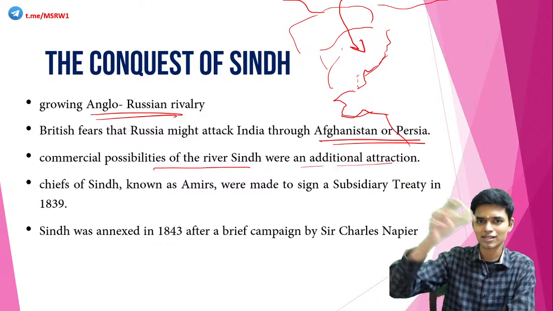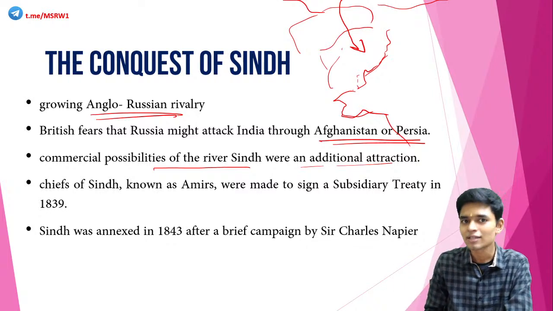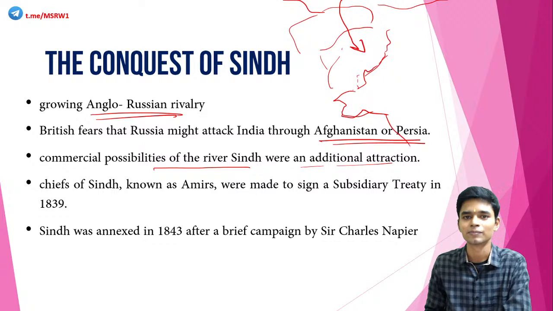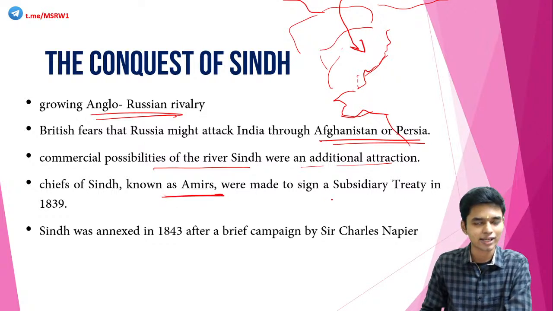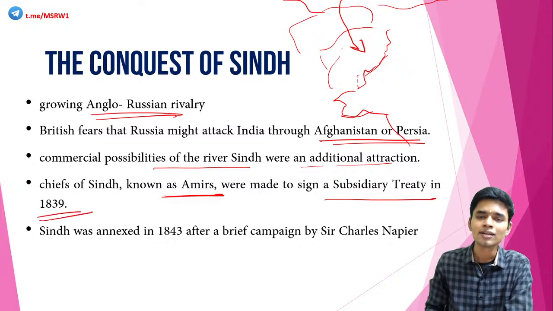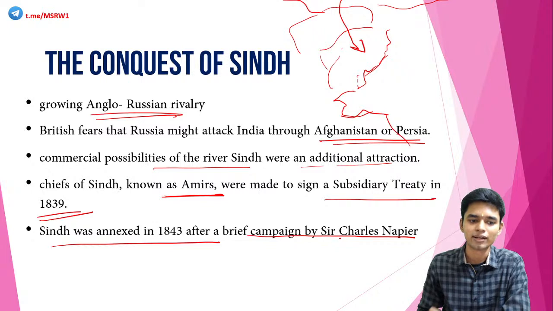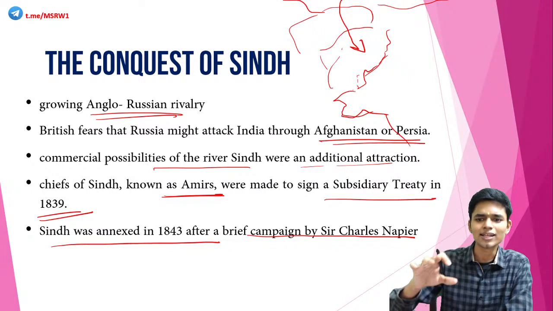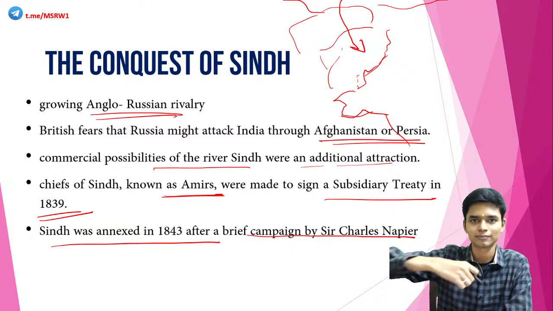The region has plenty of rivers, so it had prominent commercial and communication possibilities that also attracted them towards Sindh. The chiefs of Sindh, known as the Amirs, were made to sign a subsidiary treaty in 1839, and Sindh was annexed in 1843 after a brief campaign by Charles Napier. Basically, Sindh was to act as a buffer against a possible future Russian attack.